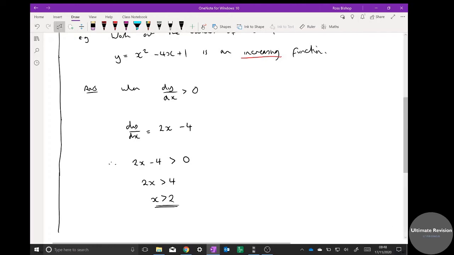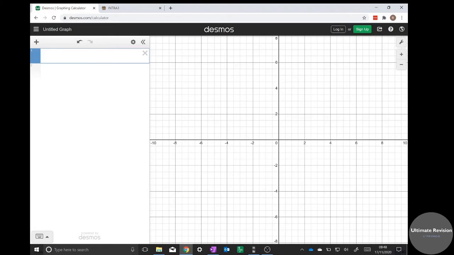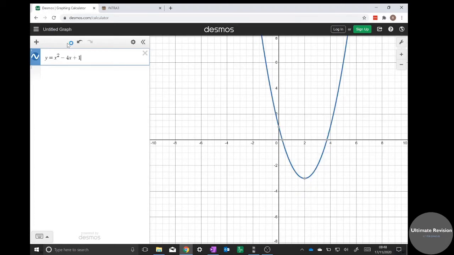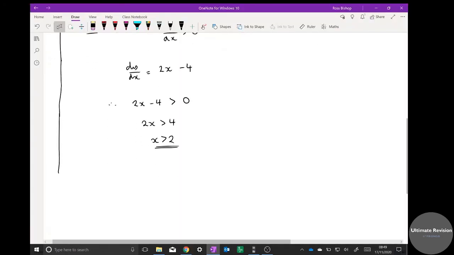Okay, I can see this on Desmos. If I go y equals x squared minus 4x plus 1. X is 2. Okay, anything to the right, anything in this area here, that is a positive gradient. So that's absolutely right. Anything bigger than 2, the gradient of that curve would be positive. So that's how we do those questions.